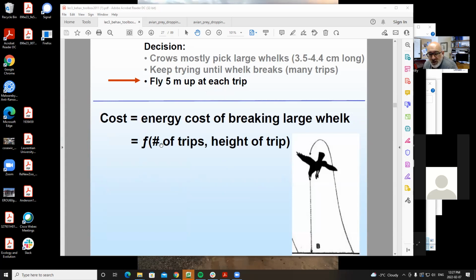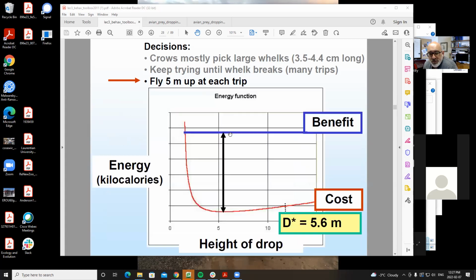This is a function of the number of trips that a bird has to make, the number of times it has to fly up and drop the whelk, and also the height of the trip, so how high it has to fly. The cost is associated with these two; it's a function of these two variables. I'm not going to go through the math, but this is basically what it looks like. Okay, so this is the benefit. Remember, the benefit is static. It's the amount of energy that's in a single whelk. And this is the cost curve here. You can see along the y-axis is energy in kilocalories.